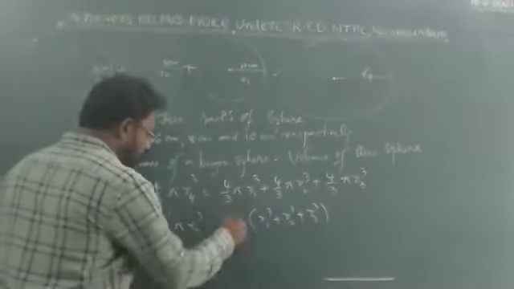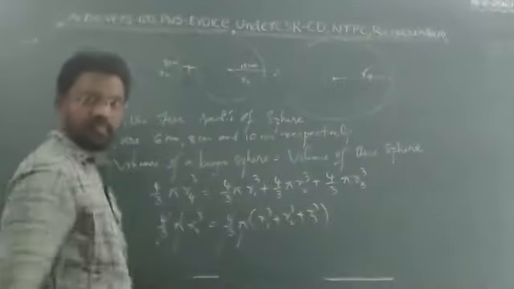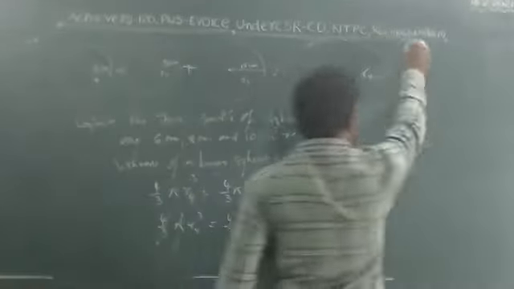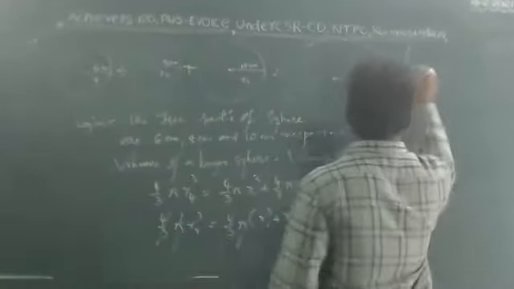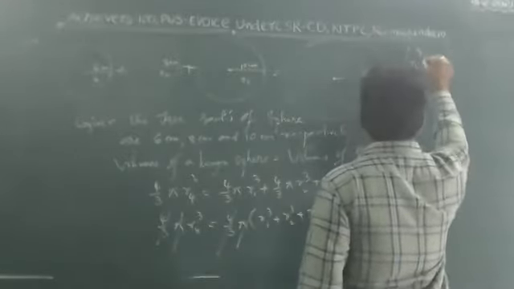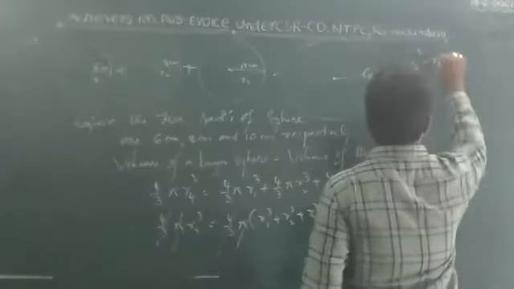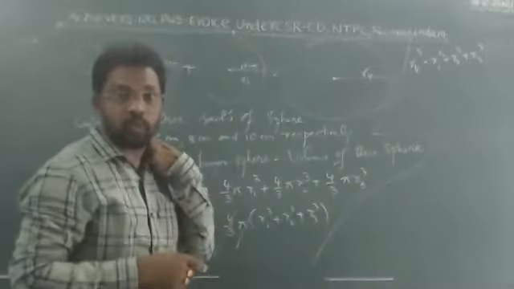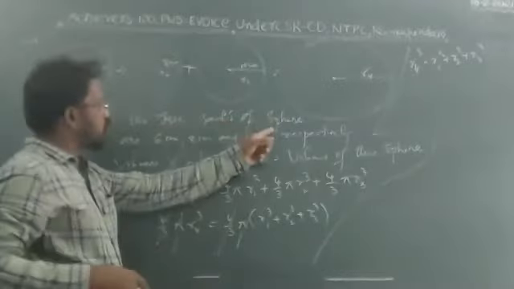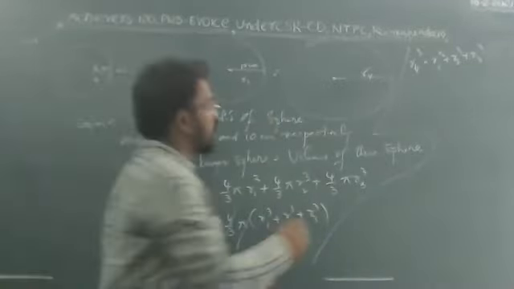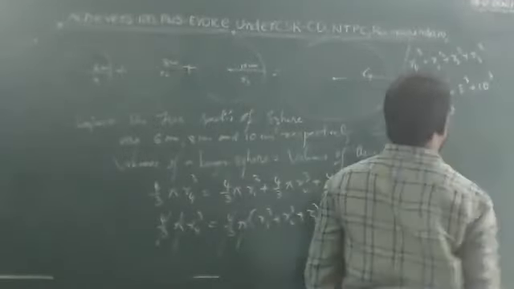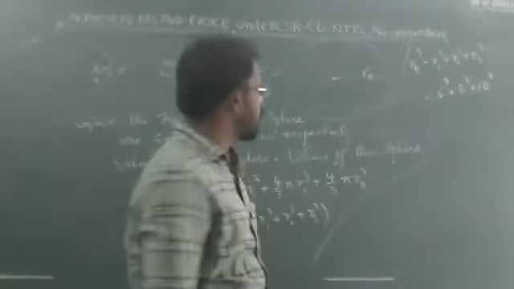Now 4 by 3 pi gets cancelled on both sides. The remaining is R4 cube is equal to R1 cube plus R2 cube plus R3 cube. Now substitute the values of the radii, that is 6, 8, 10: 6 cube plus 8 cube plus 10 cube.